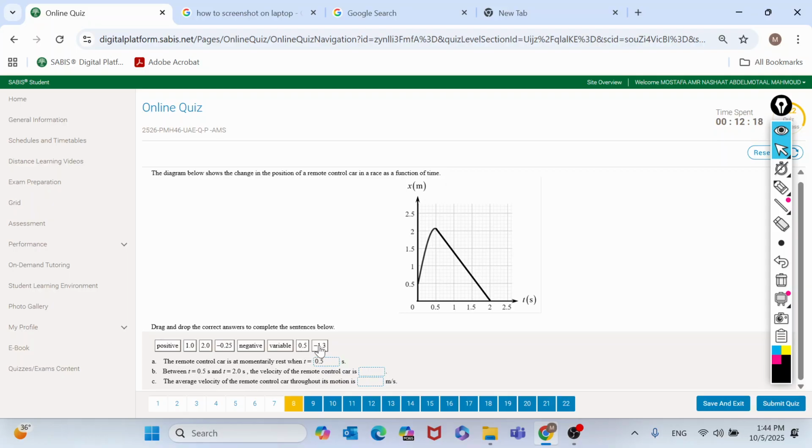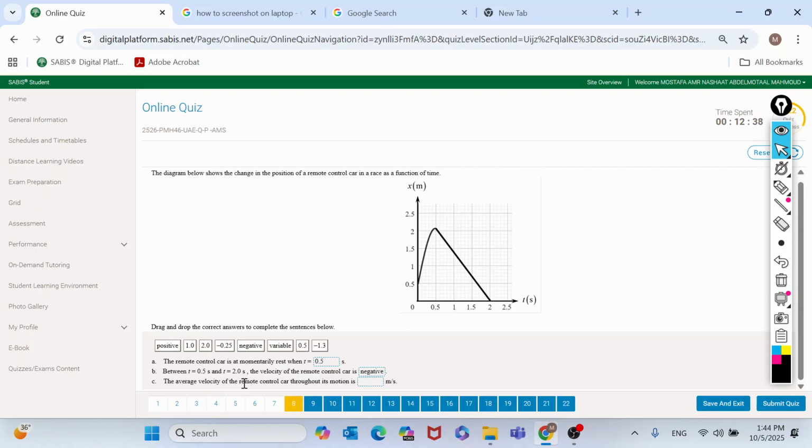Between t equals 0.5 and t equals 0, the velocity of the remote control car. So this one I got wrong when I was solving it. They don't want the velocity, they just want to know if it's positive or negative, and it's going down, so the slope would be negative, so it's negative. If it's going up, then it's positive.